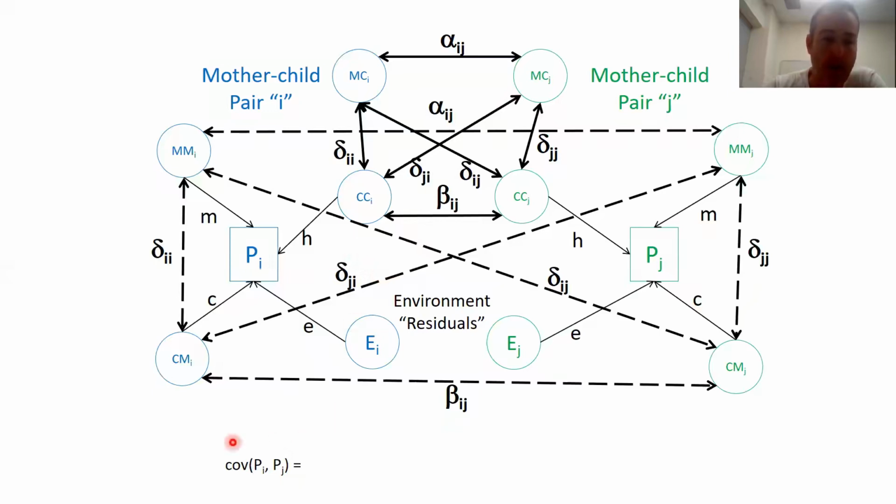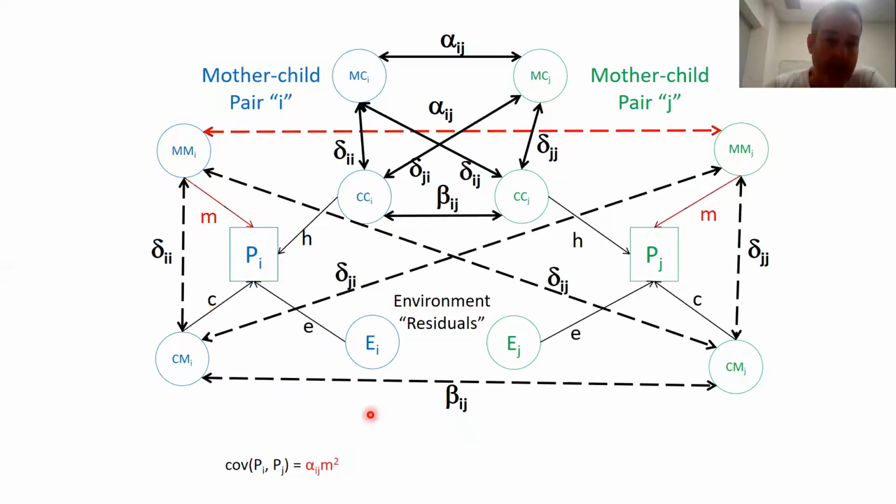Okay, so let's have a go at deriving the expected covariance between the offspring phenotype in pair I and the offspring phenotype in pair J. So remember from your path tracing rules, what we want to do is we want to get from PI backwards along an arrow and then forwards to PJ. And we want to do that for all possible paths. So let's do that.